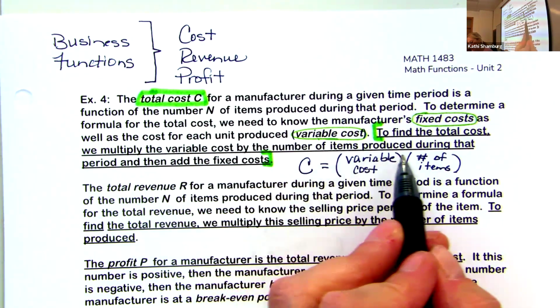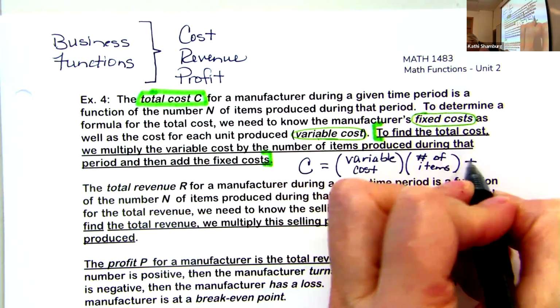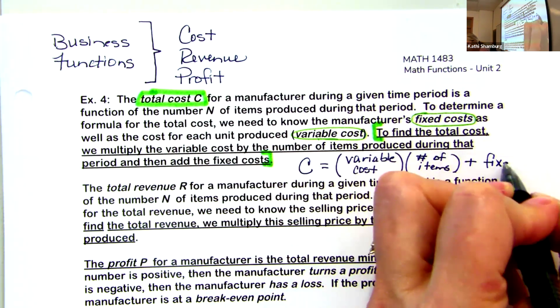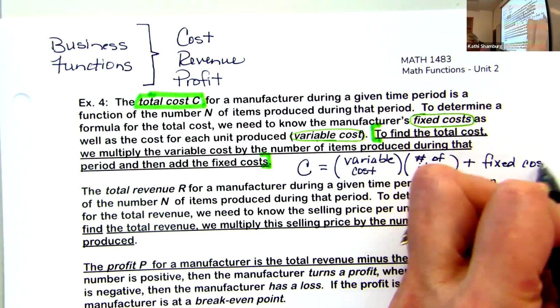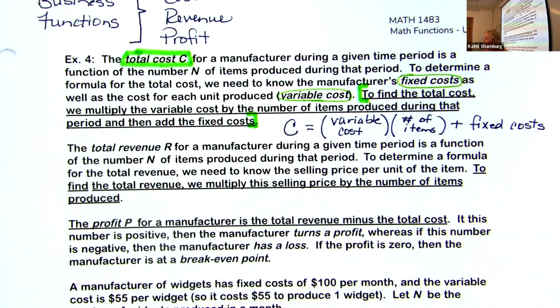The number of items produced during that period, and then add the fixed costs. And you guys did that on the last test. We've seen that.